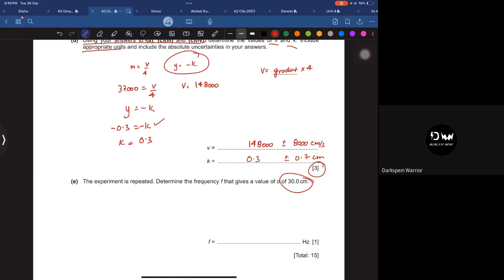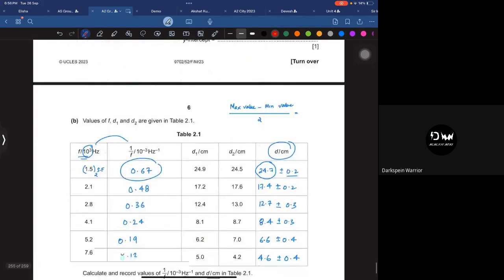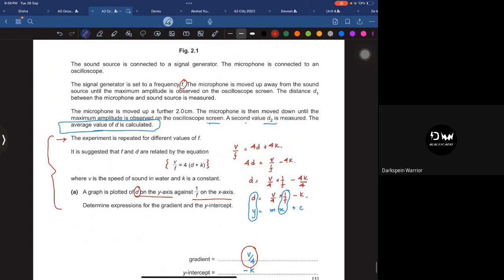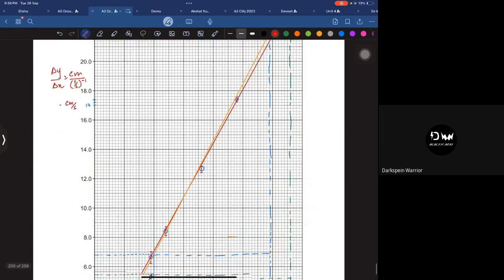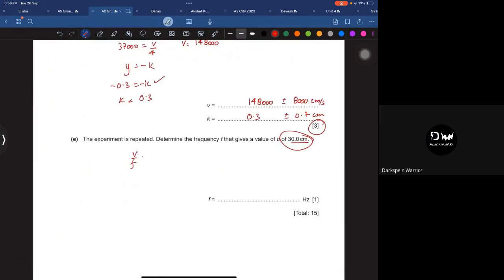Then the last part says the experiment is repeated. Determine the frequency that will give you the value of 30. Now we're going to take the whole equation that we had. The equation was V upon F equals 4D plus K. Okay, let's do that. V upon F equals 4D plus K, right?